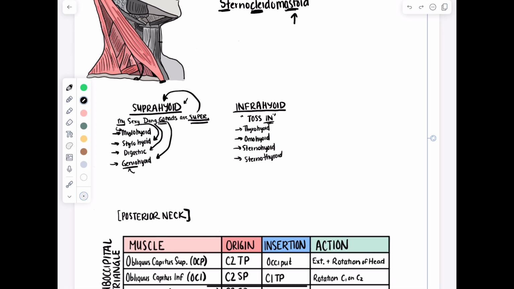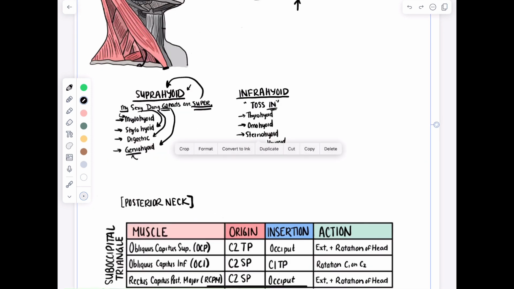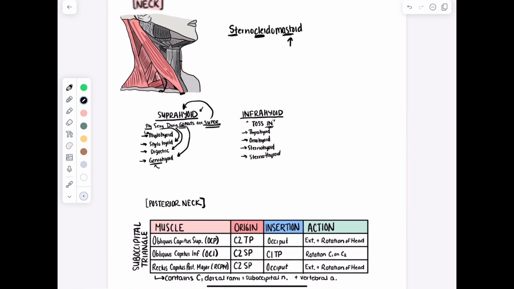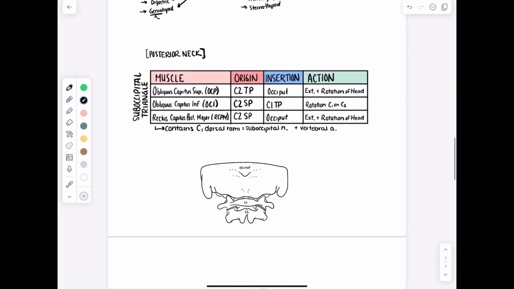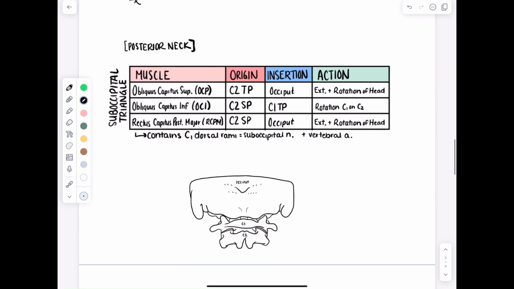So that's some of the anterior neck things. Let's talk a little bit about our posterior neck. In our posterior neck, there's a whole lot of muscles, but an important area of the posterior neck is the suboccipital triangle. This is going to be a small series of muscles at C1, C2, the atlas and the axis, as well as the occiput. Remember that the occiput is the occipital bone in the back of our skull.